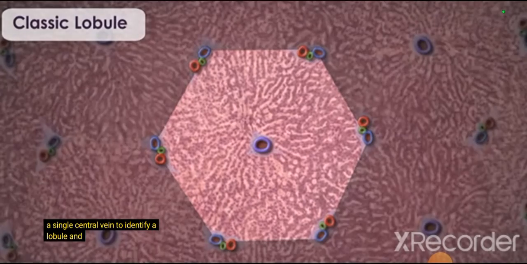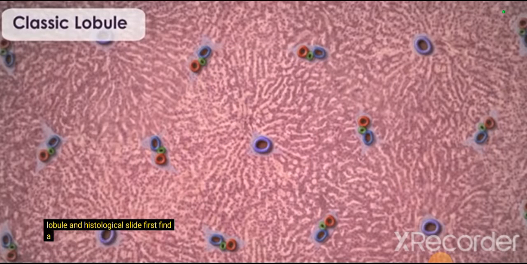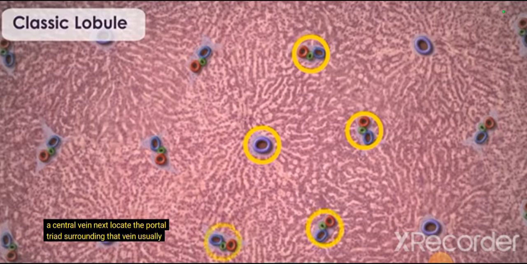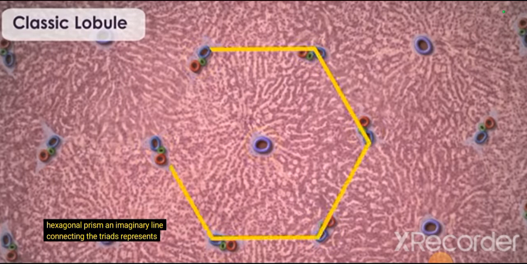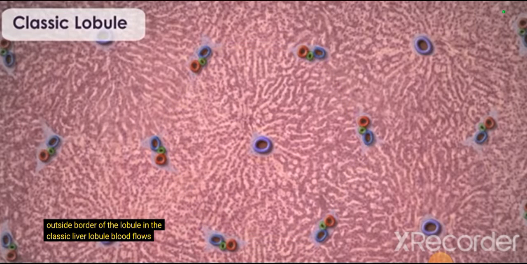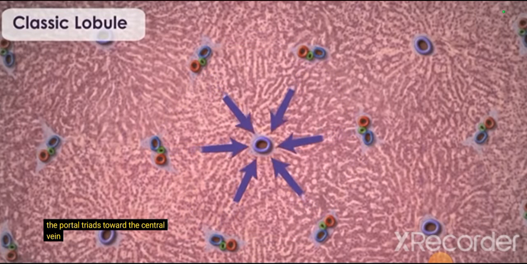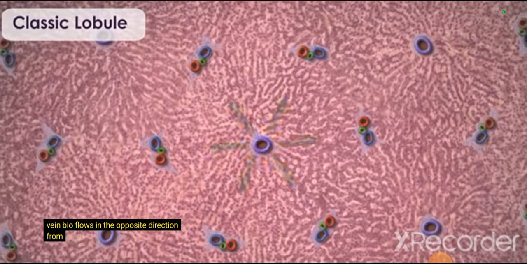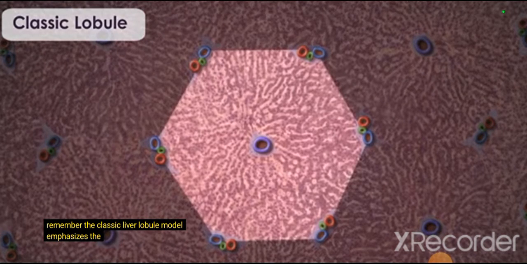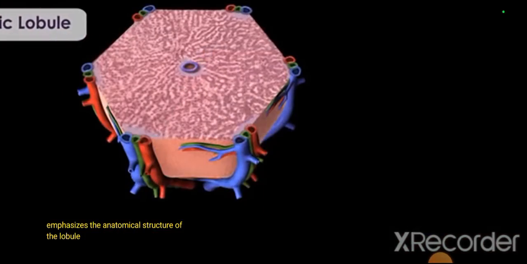To identify a lobule in a histological slide, first find a central vein. Next, locate the portal triad surrounding that vein, usually about 6 at the corners of the hexagonal prism. An imaginary line connecting the triads represents the outside border of the lobule. In the classic liver lobule, blood flows from the portal triads toward the central vein. Bile flows in the opposite direction, from the central position toward the portal triads of the lobule periphery. Remember, the classic liver lobule model emphasizes the anatomical structure of the lobule.